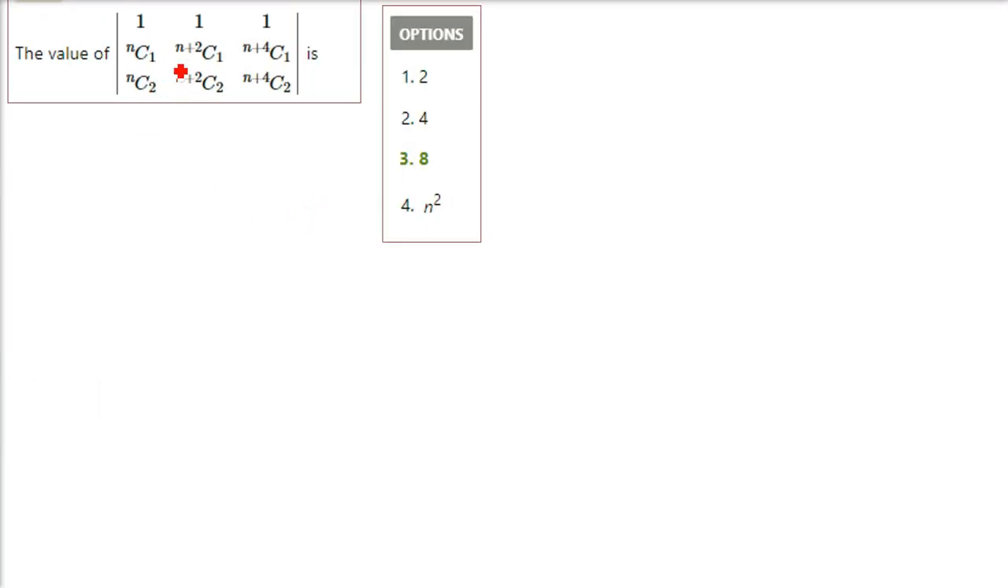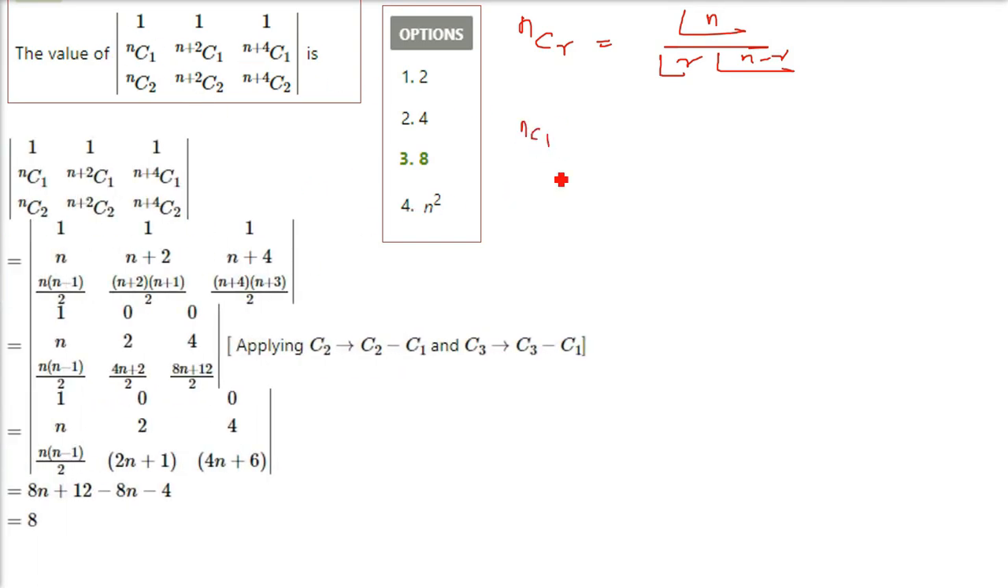Now in this question, first, what is NCR? What does it mean? NCR comes from the binomial. It will be factorial N divided by factorial R times factorial N minus R. So NC1, what do you get? You get factorial N, divided by factorial 1 and factorial N minus 1.